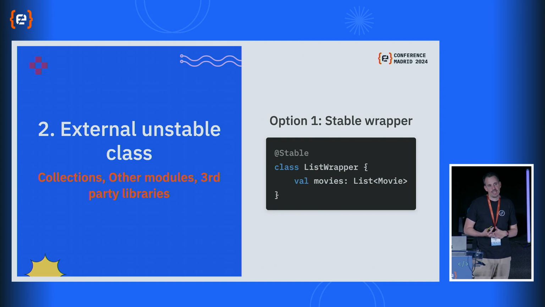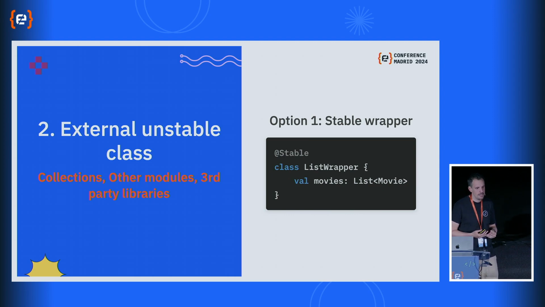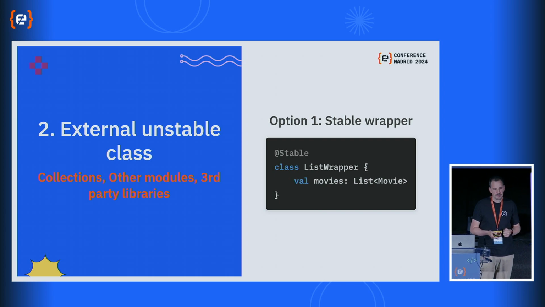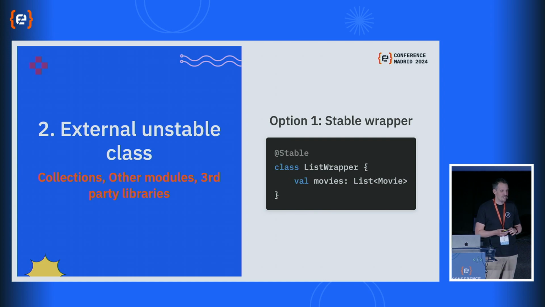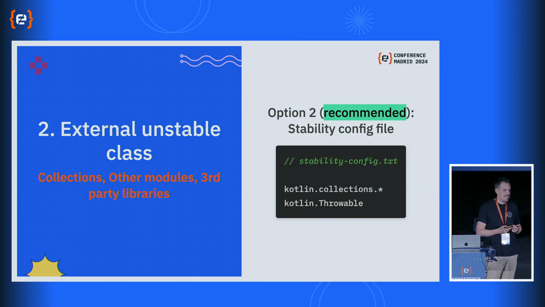The first option that we have to make them stable would be to create a wrapper of these classes. For instance, here we are creating a list wrapper that is pretty specific, but we could create a generic wrapper for collections or for lists, and mark this wrapper as stable. This is obviously quite convoluted, and the code won't be very nice. So a few versions of Compose ago, they gave us another option, which is the recommended one right now, which is the stability config file.